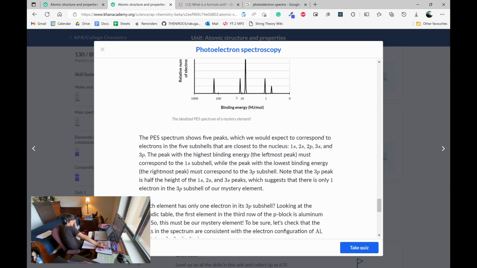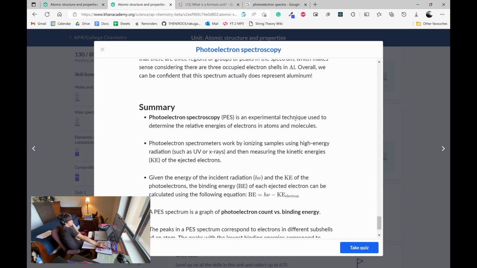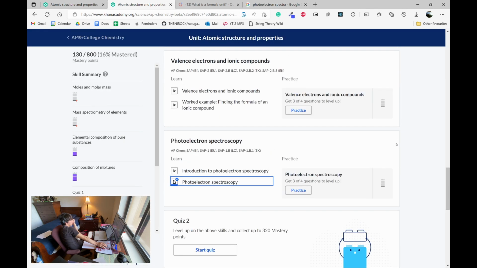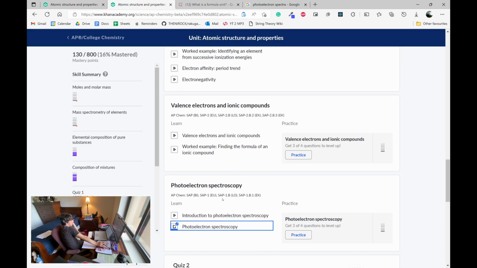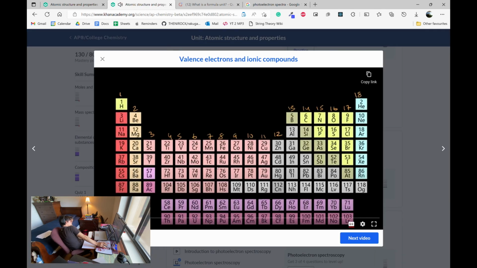Of the 1s, 2s, and 3s, okay, kind of helps. Valence electrons.